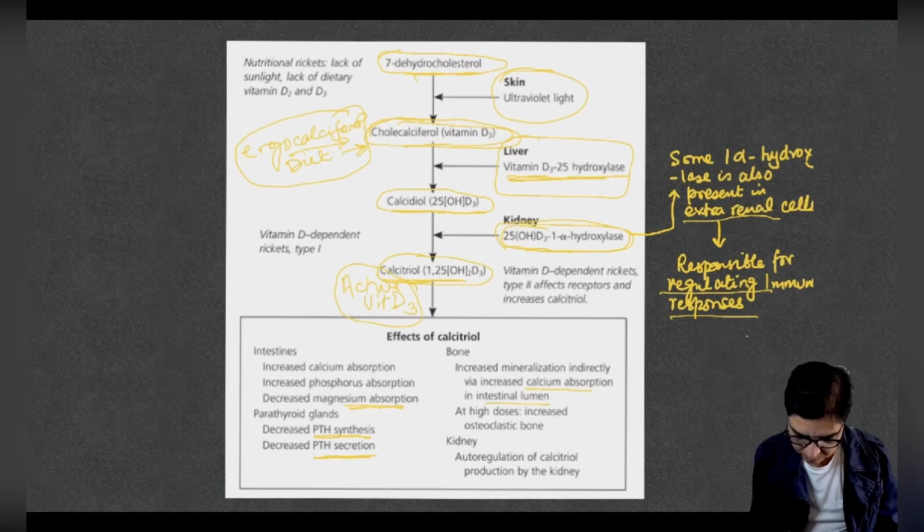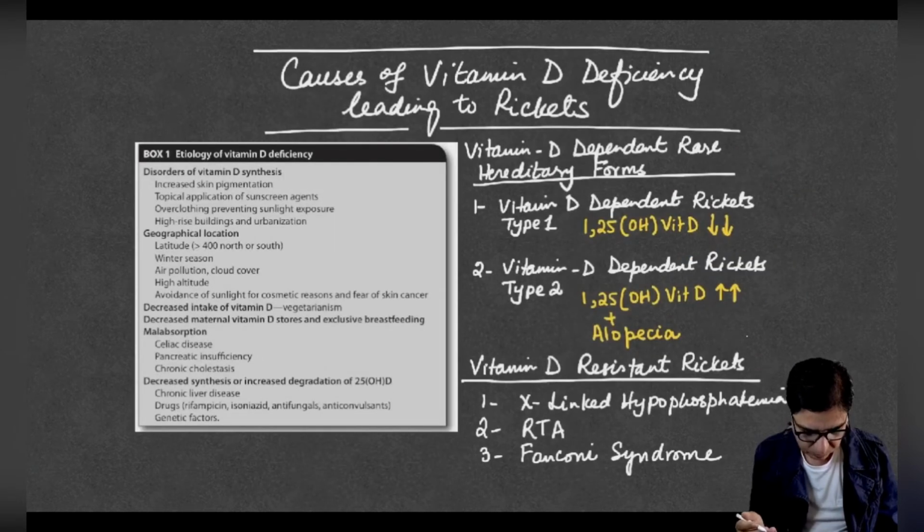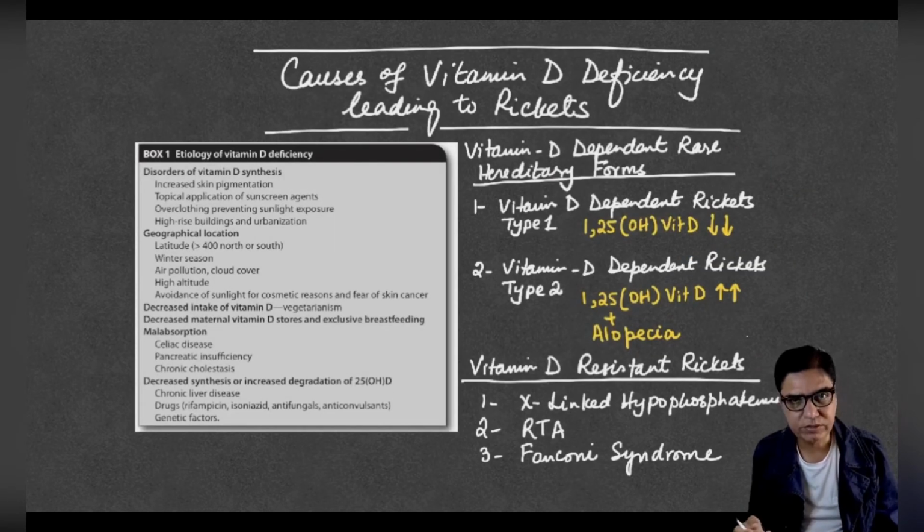Moving on, talking about what causes vitamin D deficiency. Obviously we say that it's one of the reasons for causing rickets, which is splaying and flaring of the bones, deficient mineralization.